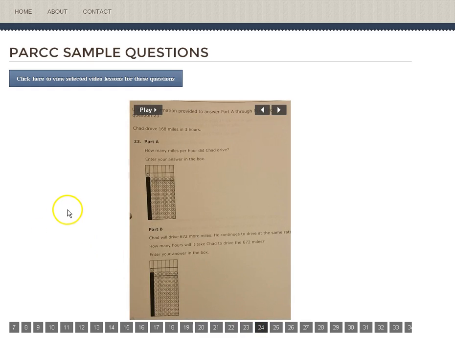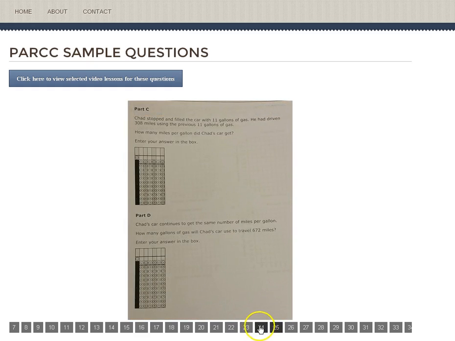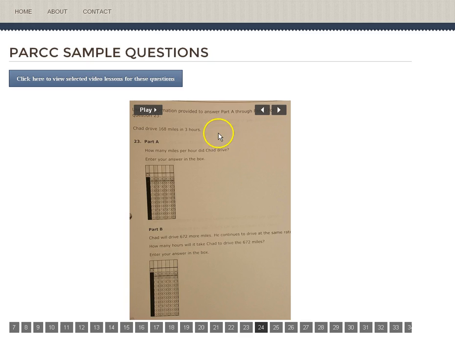All right, 23 is a long one. It's a 4-part question. We've got this page and this page right here. So we're going to take our time and tackle it. Let's read the question here.